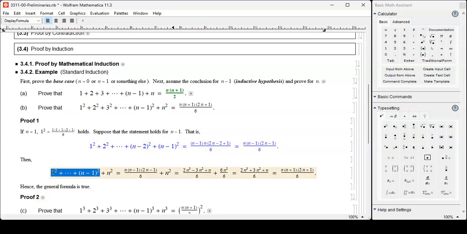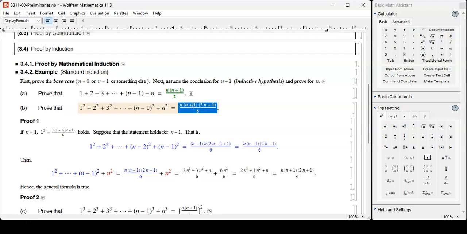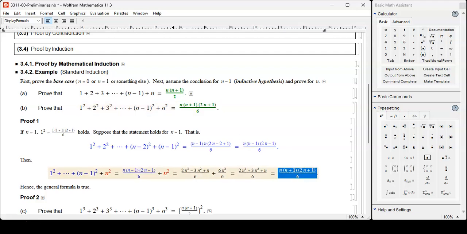And then use that inductive hypothesis and then add the same thing to both left-hand side and right-hand side, and then take the common denominator, simplify, factor. In the end, am I getting exactly what I wanted to begin with? Not too bad. You know the answer in advance, so you can drive your manipulation that way.